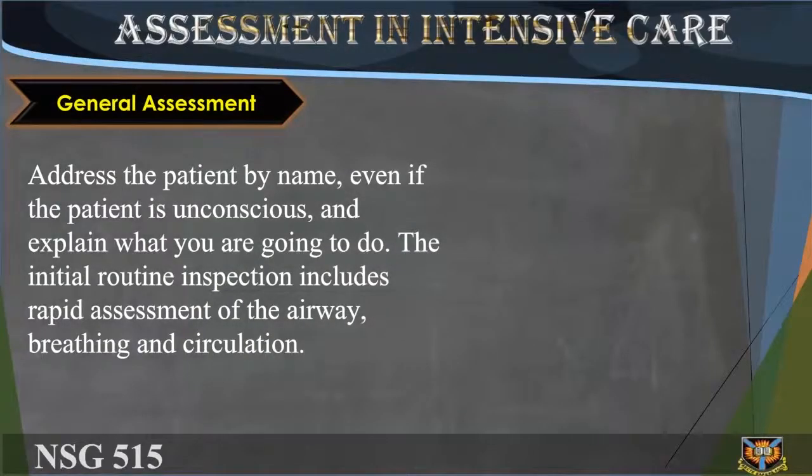General assessments. Address the patient by name, even if the patient is unconscious, and explain what you are going to do. The initial routine inspection includes rapid assessment of the airway, breathing, and circulation. Once you are happy that the patient is ABC stable, you can proceed to the more detailed physical examination.